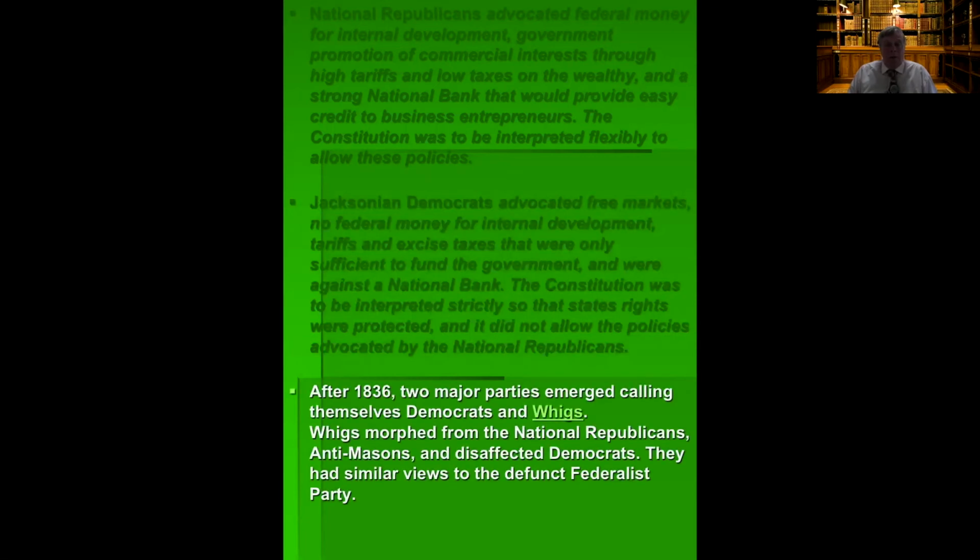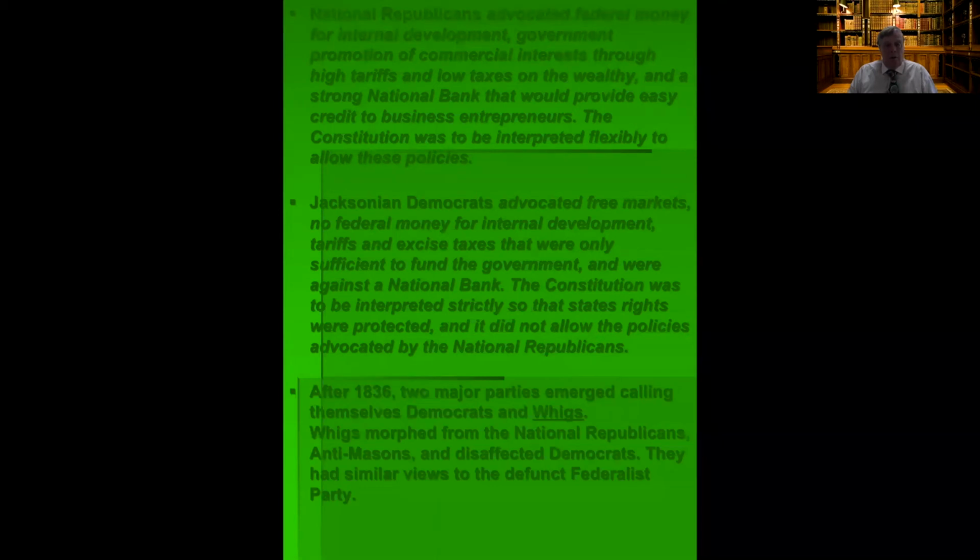After 1836, two major parties emerged, calling themselves Democrats, which we've already laid out what they believed in, and Whigs. A link there to the Whigs will tell you a lot more about the Whig Party. Essentially, they had similar views to the old Federalist Party. Whigs morphed from the National Republicans, the anti-Masons, and disaffected Democrats.